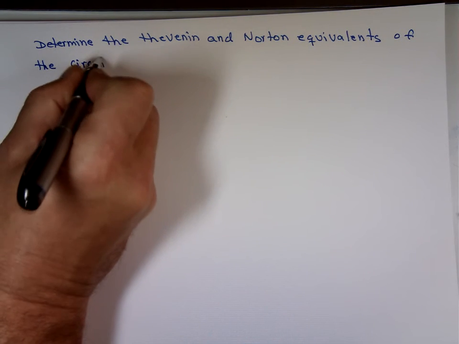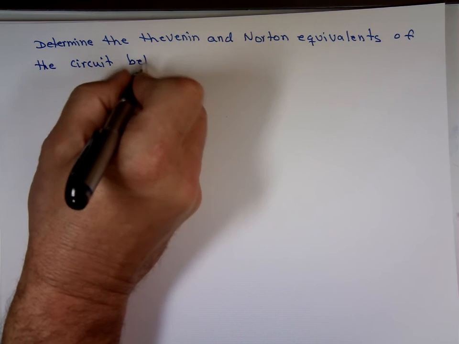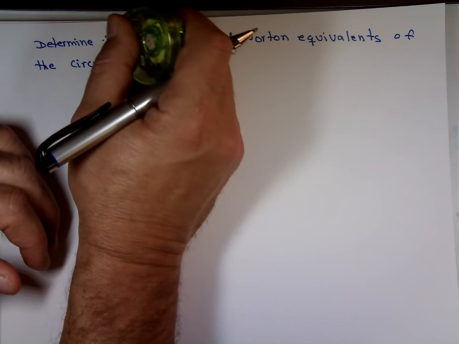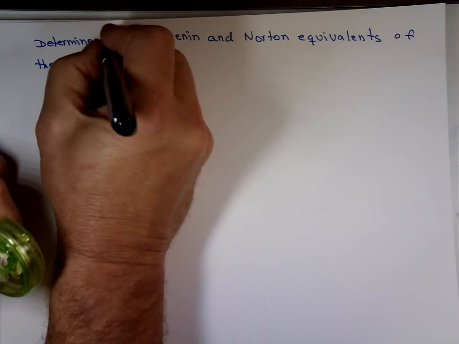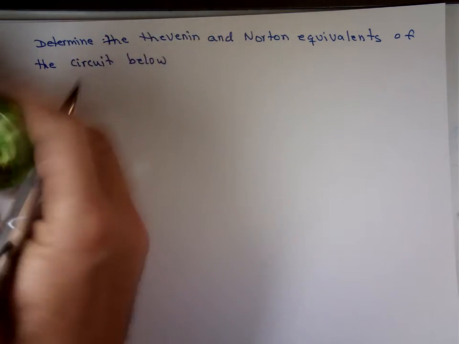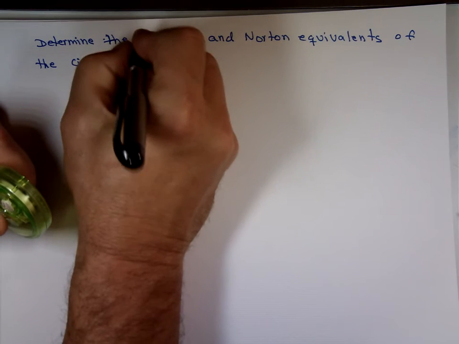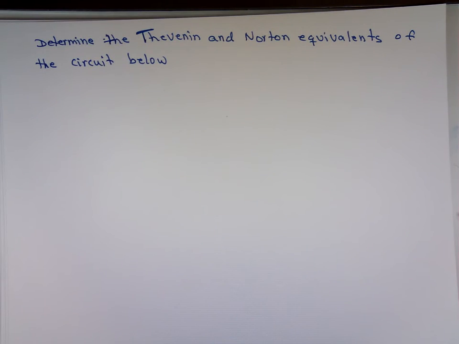So that's our question. Somebody chopped this circuit and we want to find the equivalent of it, the Norton equivalent and the Thevenin equivalent. I'll come back and fix this, make it a capital T. Oh, that's the wrong one, wrong T. The Thevenin and Norton equivalent.